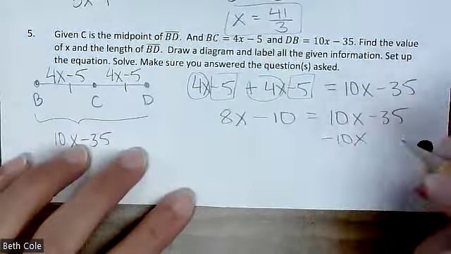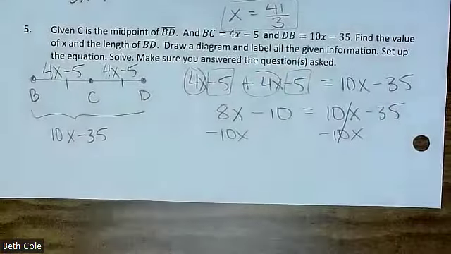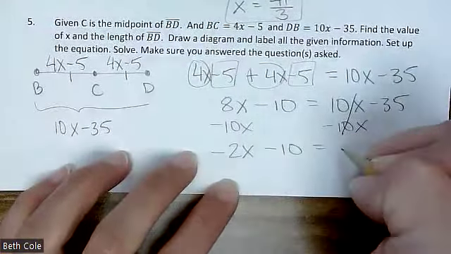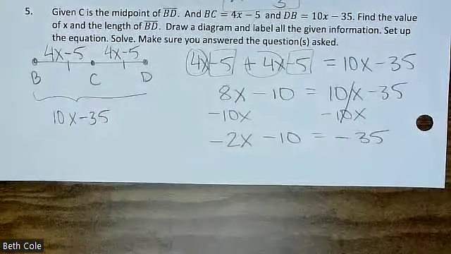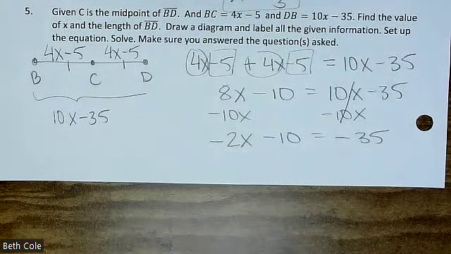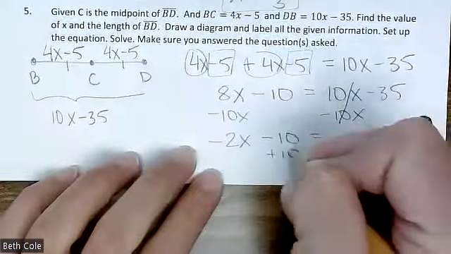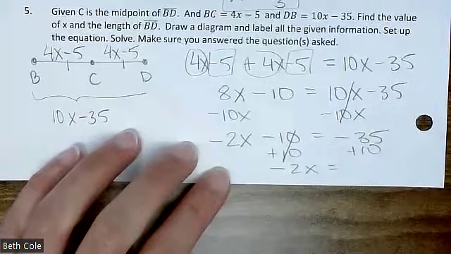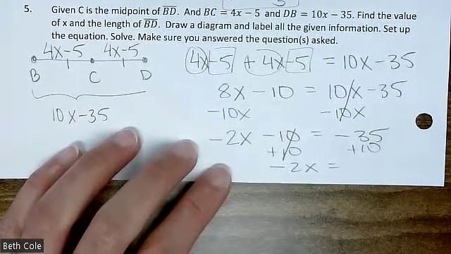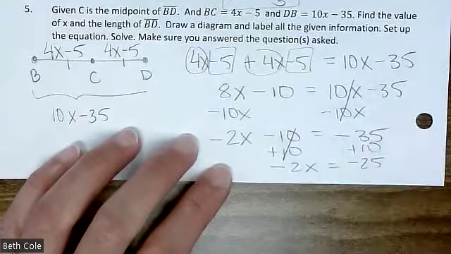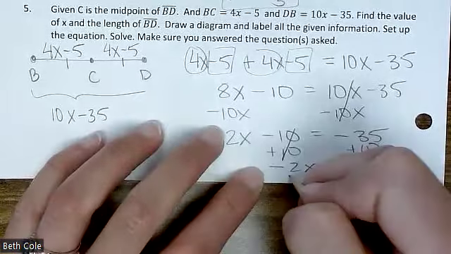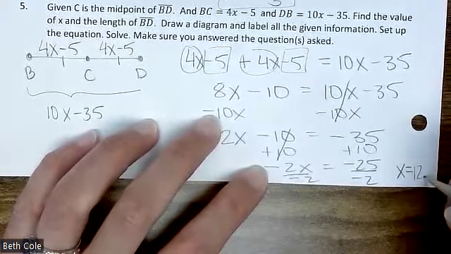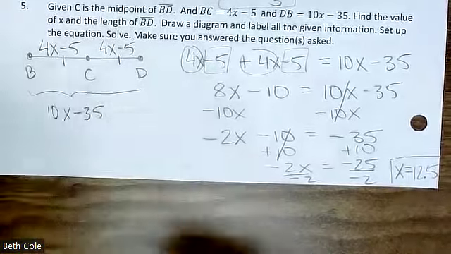Minus 10x. That will give you -2x minus 10 equals -35. There's a lot of negatives in this one, so just be really careful. All right, almost there. Then what? Plus 10. -2x equals, what would that be? -35 plus 10, -25. Divide by -2. Now the negatives cancel, and I'll just go ahead and be your calculator here. That's going to come out to 12.5.